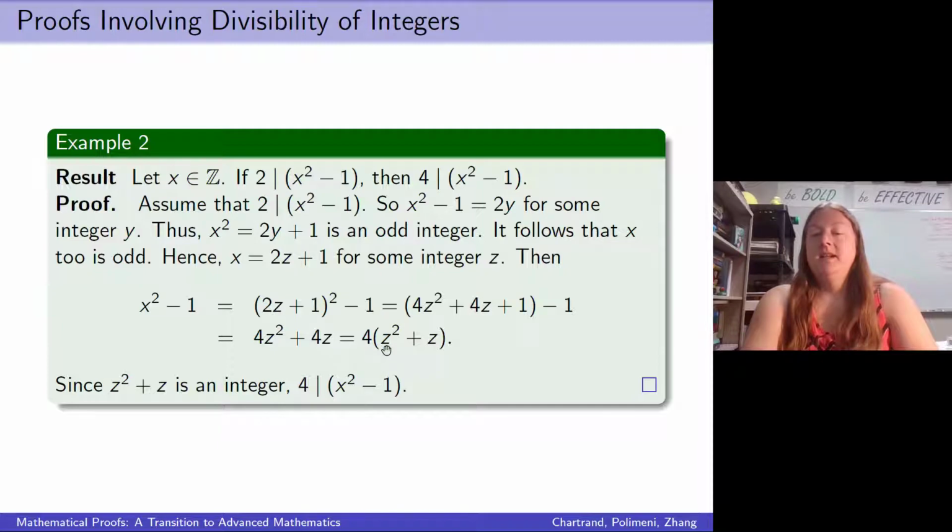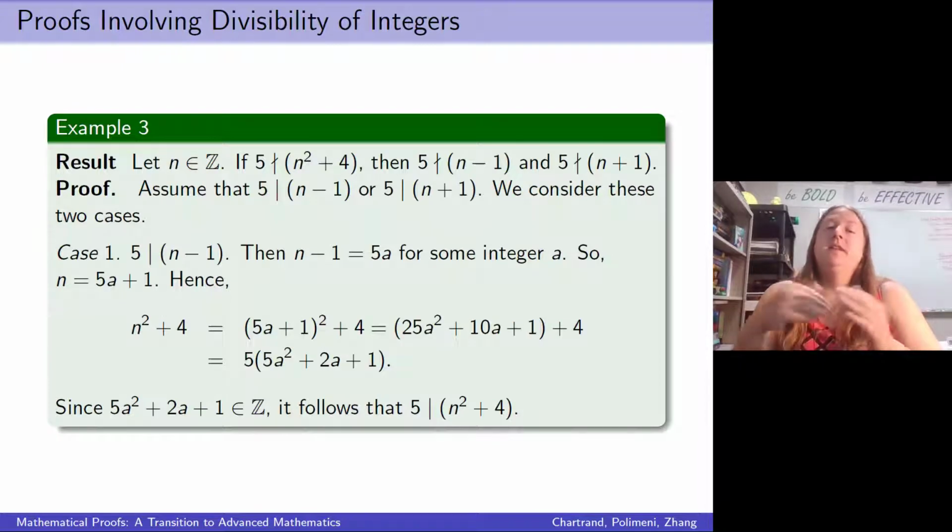Now, since z is an integer, and all I'm doing is squaring it and adding it, I'm squaring an integer and adding integers. z squared plus z is an integer. So I have that 4 divides x squared minus 1 because x squared minus 1 equals 4 times an integer.